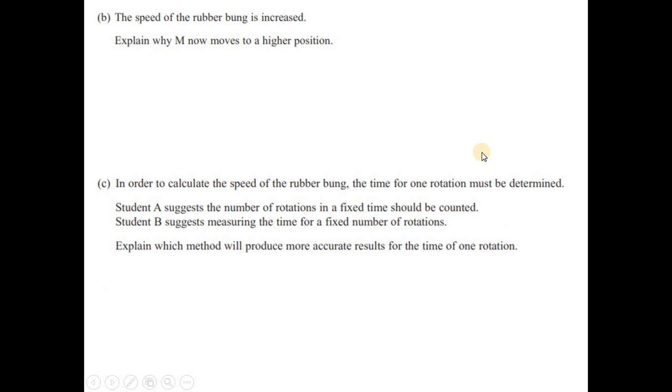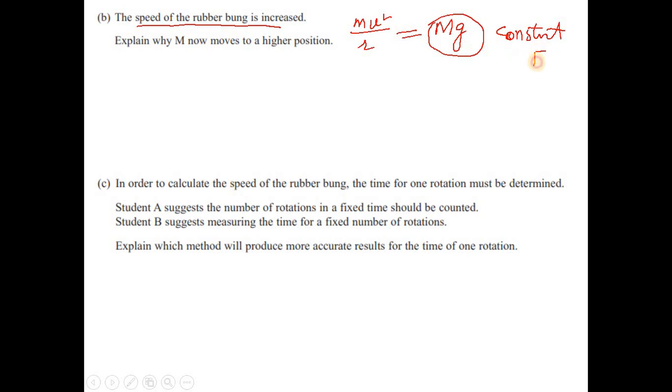Part B: the speed of the rubber band is increased. Explain why M now moves to a higher position. As I explained, the centripetal force mv squared over r provided to the rubber band moving in a horizontal circle depends on the hanging weight Mg, and they are saying that the speed is increased. Now you see that in this equation, v is increasing. But if you see the right-hand side, which is capital M and g, Mg is constant. It cannot be changed, no matter what you do. So Mg is constant, that means the centripetal force provided to the system is constant.